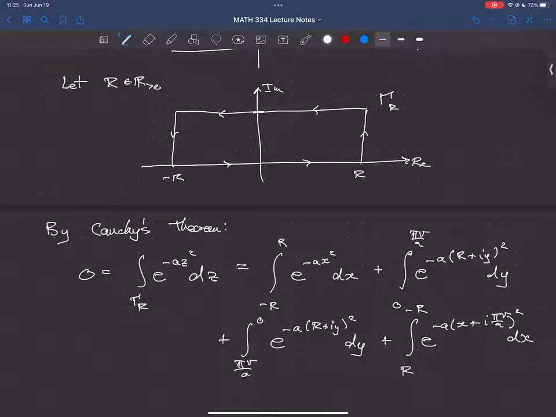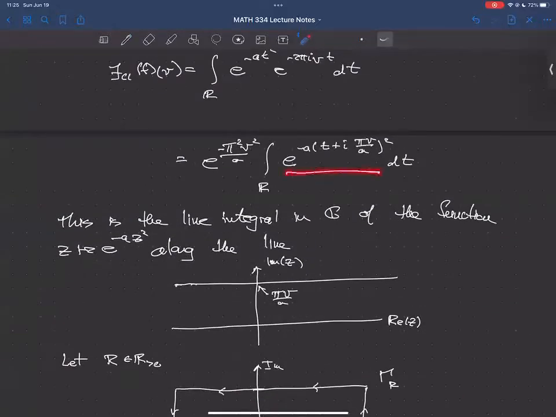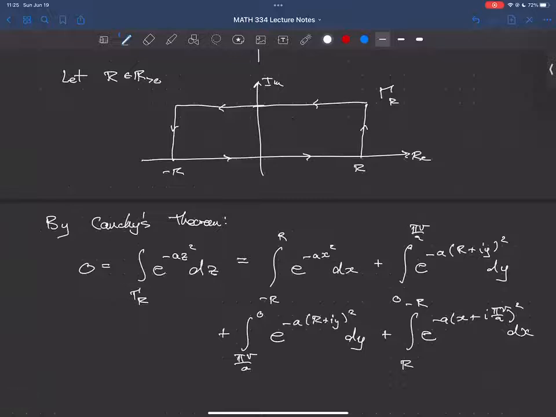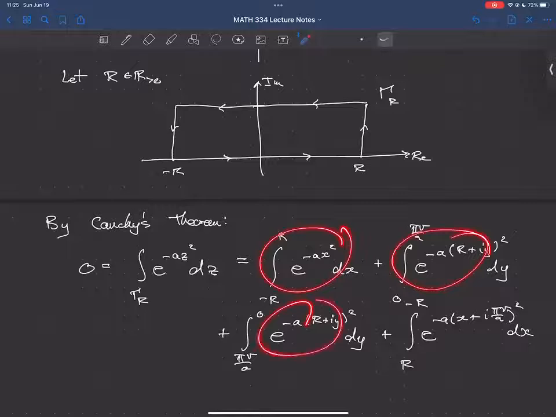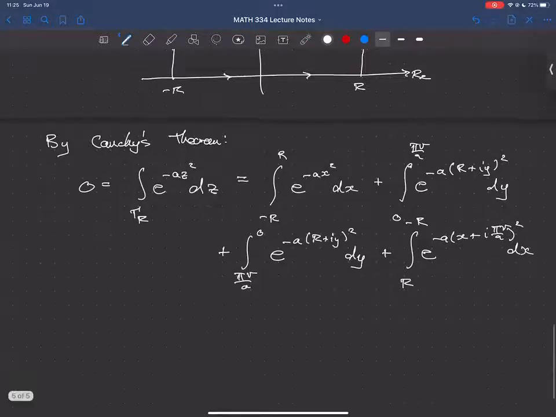Okay, and so the point is that this is the thing, more or less, that we're calculating, except I replaced t with x. And so I'm going to evaluate all the other three components here. So let's look at the vertical integrals first.